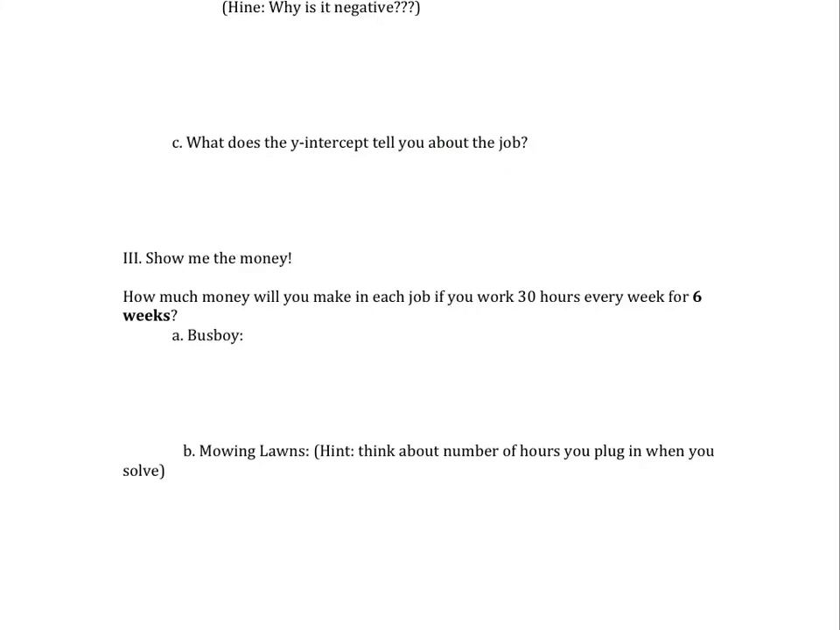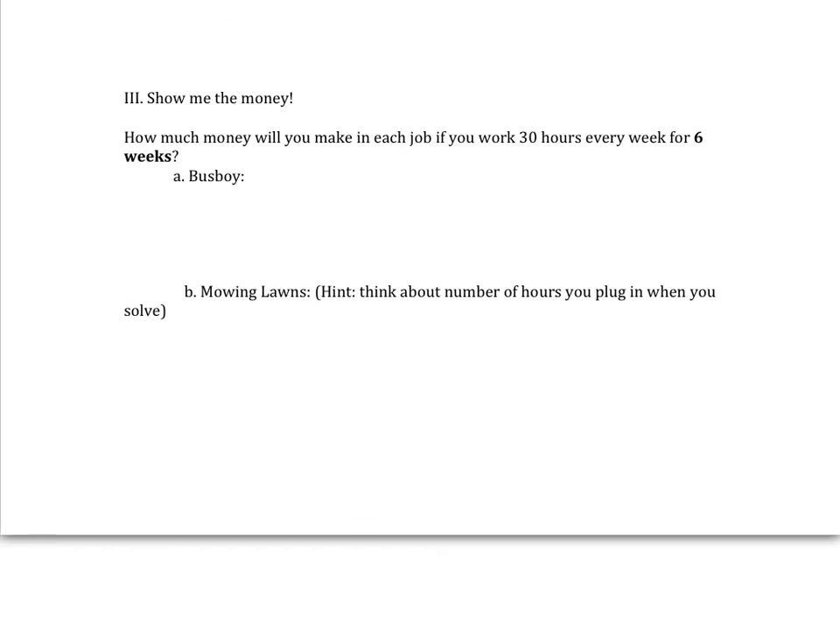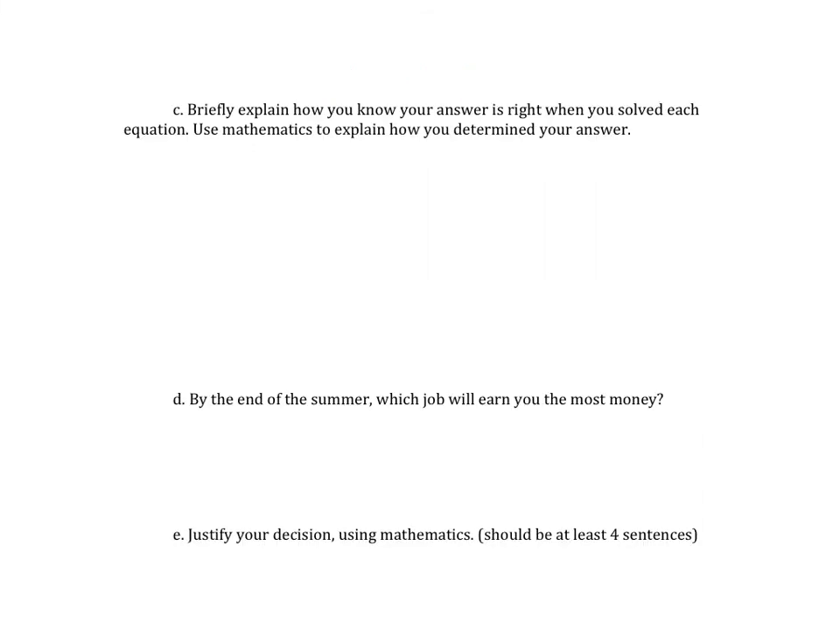After you have done both of those, you're going to do part 3, which says show me the money. This is the part where you are comparing. So you're going to compare the two jobs. So using the equation given, how much money will you make in each job if you work for 30 hours every week for 6 weeks? That part is important. 6 weeks. You're going to solve for the first job, busboy, here, for mowing lawns here.